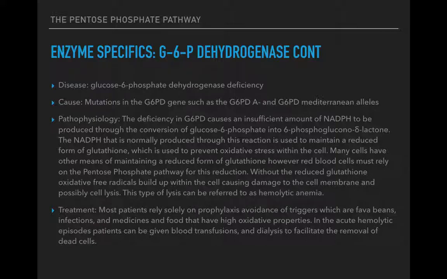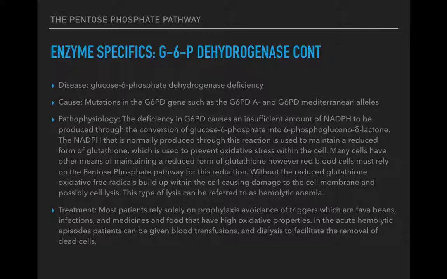A disease that is specific to glucose 6-phosphate dehydrogenase is glucose 6-phosphate dehydrogenase deficiency. This is caused by mutations in the glucose 6-phosphate dehydrogenase gene, such as the G6PD A-minus and Mediterranean alleles. And these mutations cause deficiency in glucose 6-phosphate dehydrogenase, which then leads to an insufficient amount of NADPH being produced through the conversion of glucose 6-phosphate into 6-phosphogluconolactone.